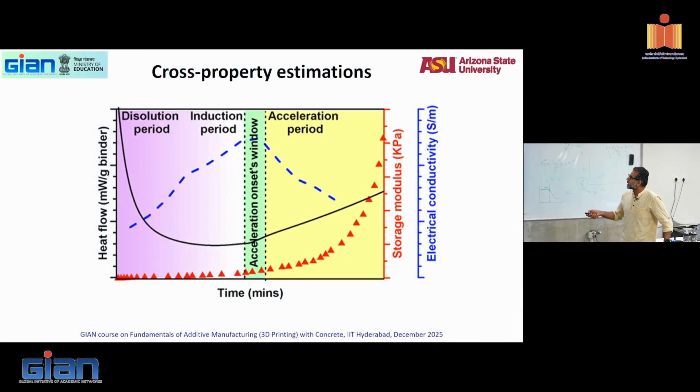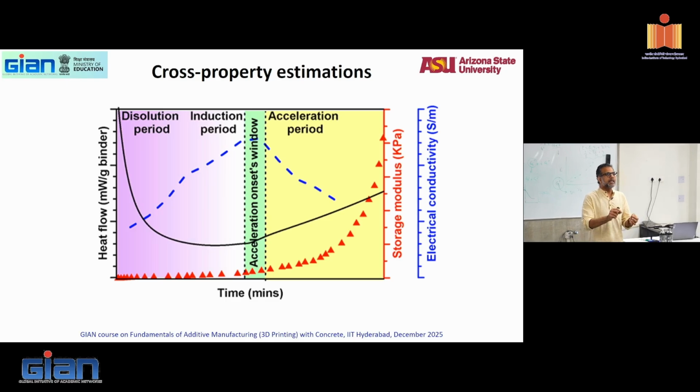So here, this is your electrical conductivity. As you start measuring, you mix cement and water, and instantly the conductivity slowly goes up because ions from cement are coming into the solution. So the solution is becoming more and more conductive. The conductivity keeps going up, right?